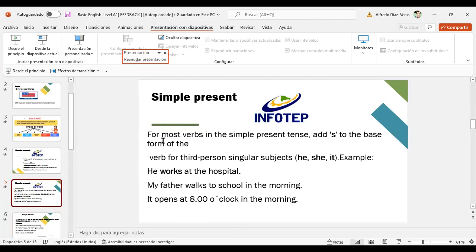Here, for most verbs in the simple present tense, we add S up to the third person. Look at the example: he works at the hospital. In simple present we add S to he, she, it. You know that, we are just reviewing. My father walks to school in the morning. My father represents it. It opens.